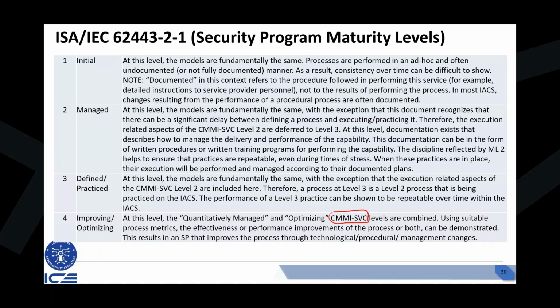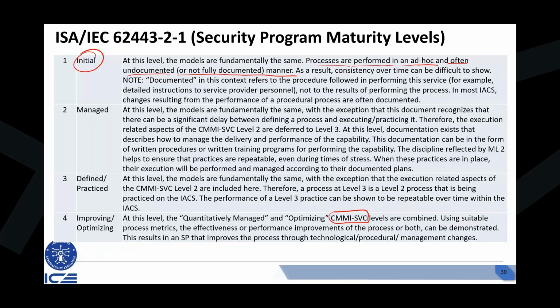We're not going to read this whole thing, but it just gives you an idea that for every process, for every program element that you put in place, it could be something initial. So the organization's maturity level, the asset owner's maturity level could be at the initial level, which means that whatever they do, they perform in an ad hoc manner and often in an undocumented or not fully documented manner. In a lot of cases, when I go to a client as a consultant, this is where I find them.